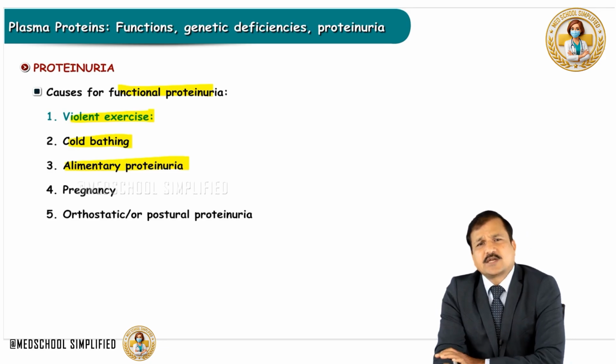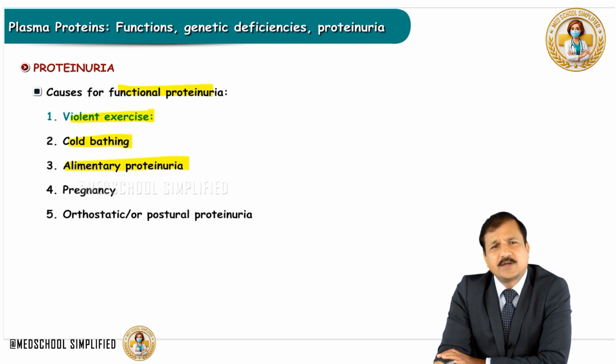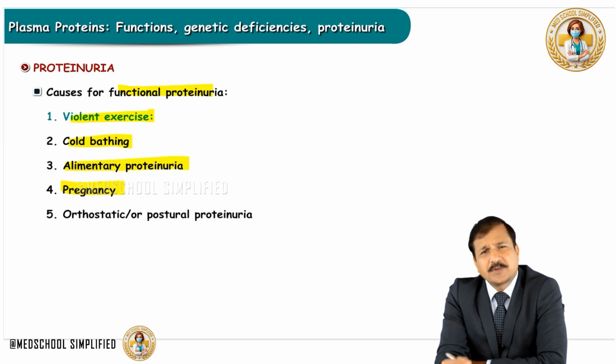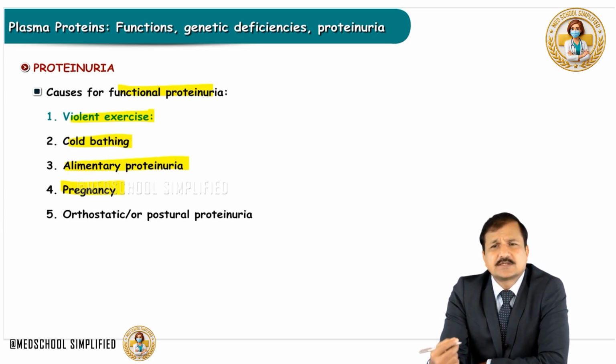Alimentary proteinuria: occasionally proteinuria may occur after excessive protein ingestion, and that is referred to as alimentary proteinuria. Pregnancy: during pregnancy, proteinuria is frequently seen, and this is probably a result of pressure interfering with the return of blood in the renal veins.